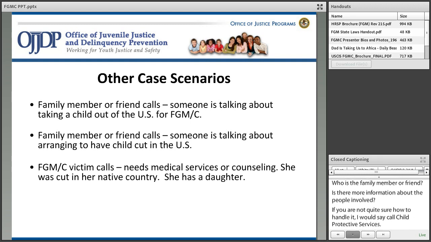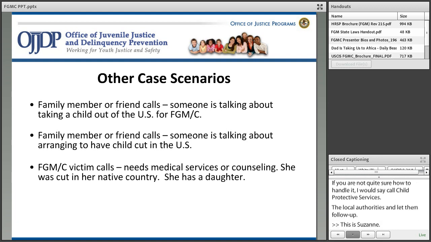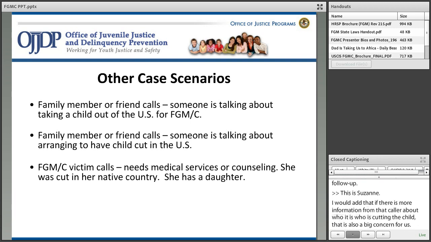And this is Suzanne. I would just add, too, that if there's any more information from that caller about who it is who's cutting the child, I think, as Zainab mentioned, that's really also a big concern because for us, we're especially looking at those who are cutting children in the United States and investigating those cases because they're not just doing it to one child, they're doing it to others.